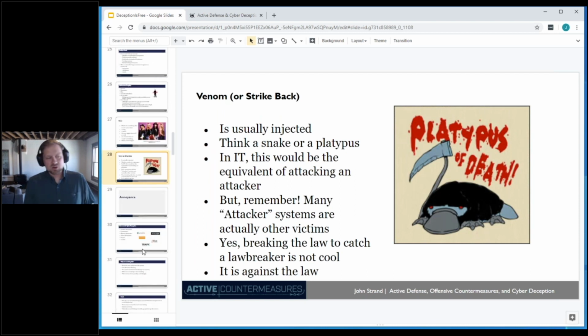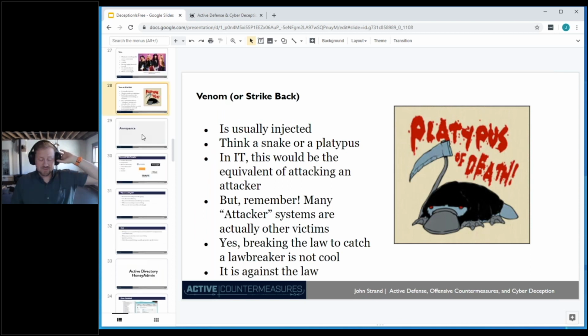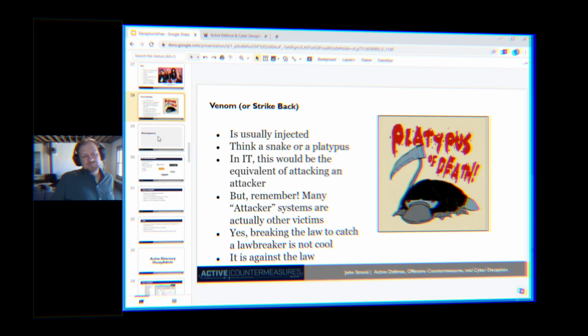Now, once again, in the commercial class, we go into a lot more detail and we cover a larger number of laws that are out there. In fact, I go through the full ACDC law, the Active Cyber Defense Certainty Act that is out there as well.